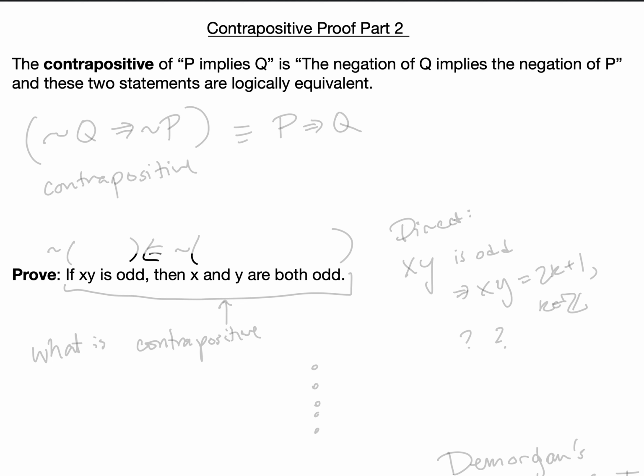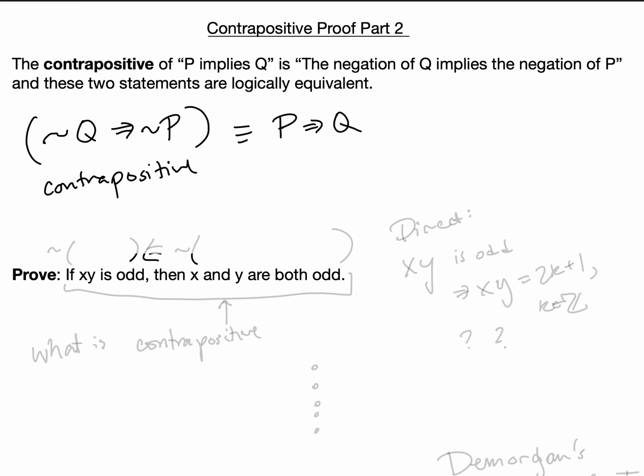This is our second video on the technique of contrapositive proof. Recall that the contrapositive of P implies Q is the negation of Q implies the negation of P. So in other words, our contrapositive is not Q implies not P, and this is logically equivalent to P implies Q. So let's do another example.